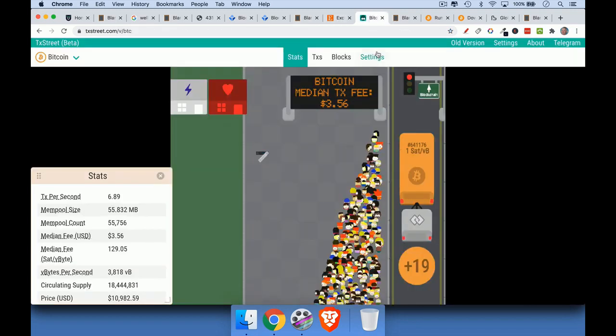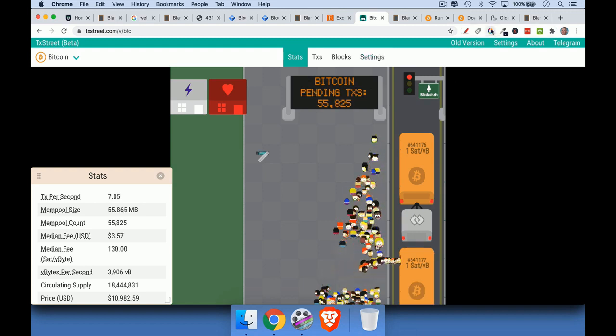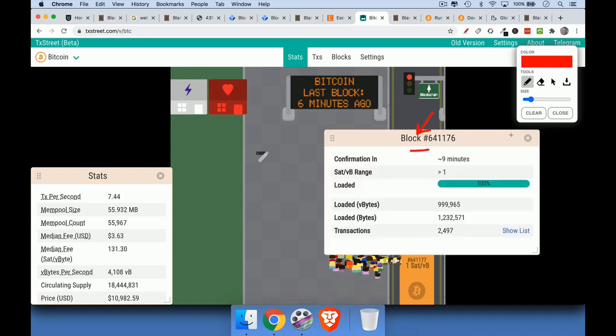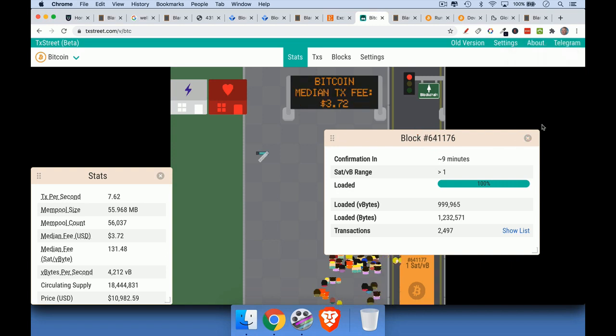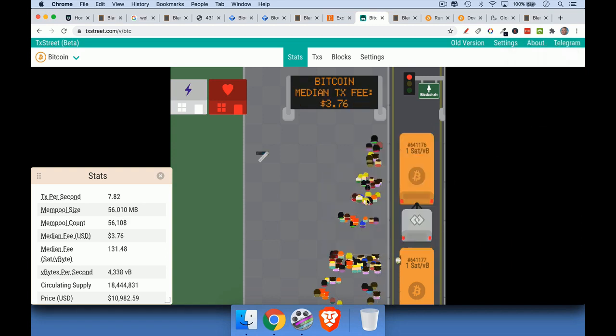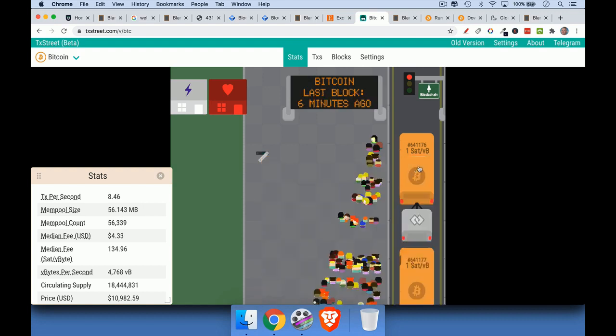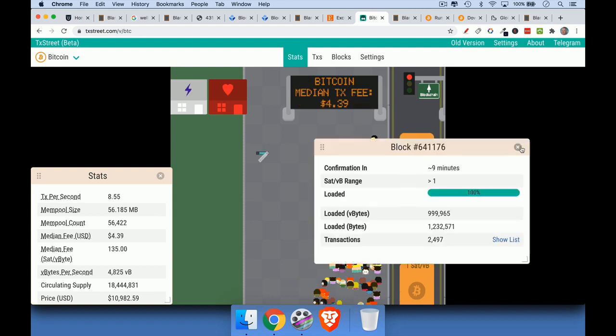Here's a really nice visual that I'll link to. Each of these little buses on the right can be seen as a block. You can see here, this is block 641,176. And each of these little people, you can click on them. Each one is a pending transaction that's about to go into the blockchain. We can see that this one is sending about 0.1988 Bitcoin.